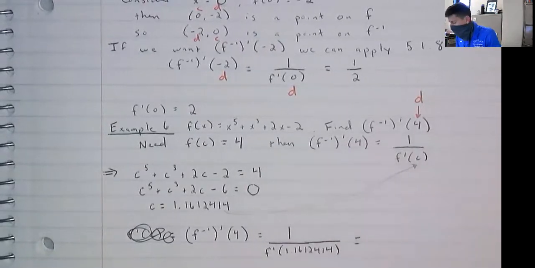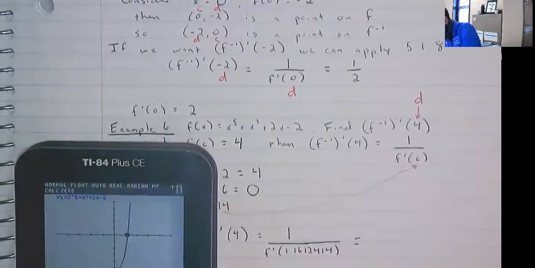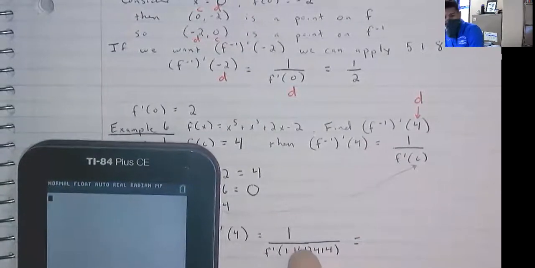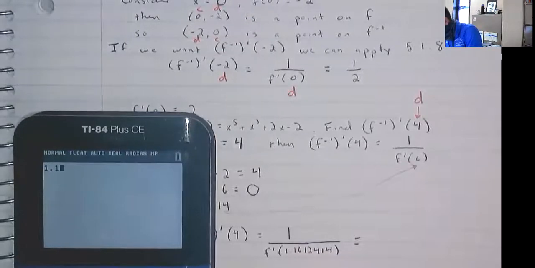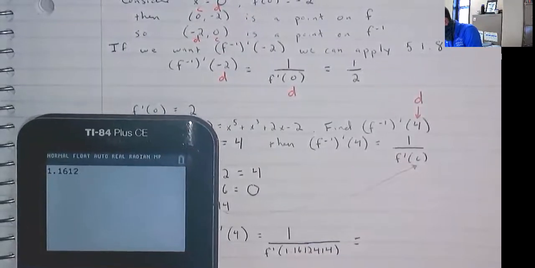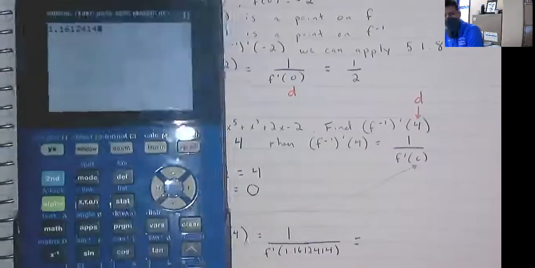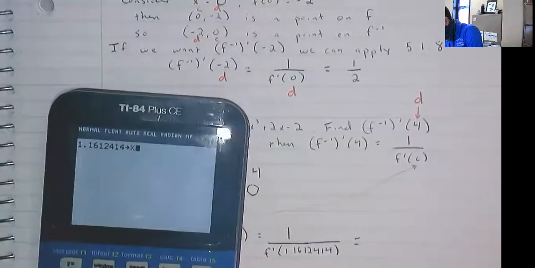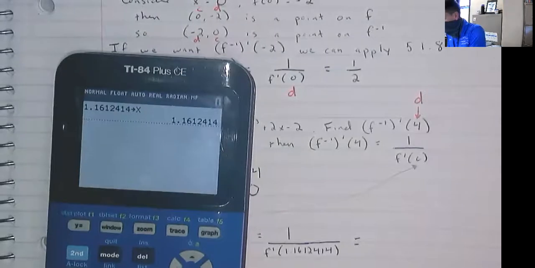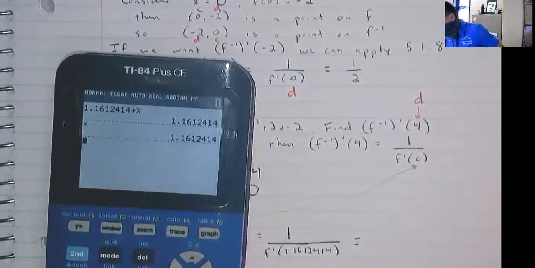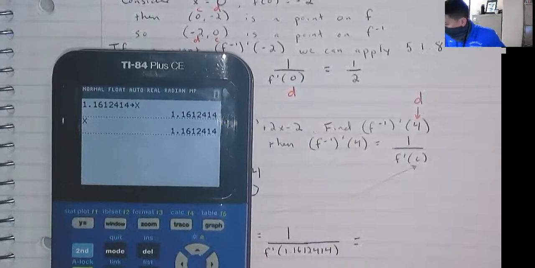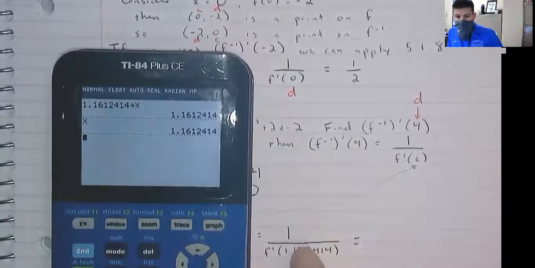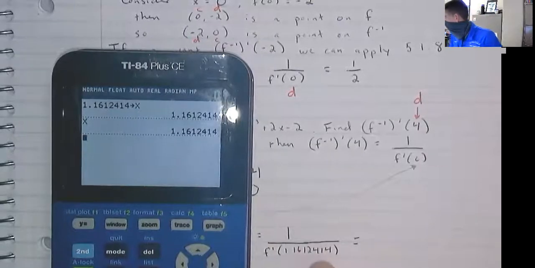Here's what I'm going to do. On my graphing calculator, I'm going to take this value 1.1612414. I'm going to store it. Stow it in x. Now if I pull up x, it's got that value in it. And then I'm going to do this calculation using x instead of having to plug this in.